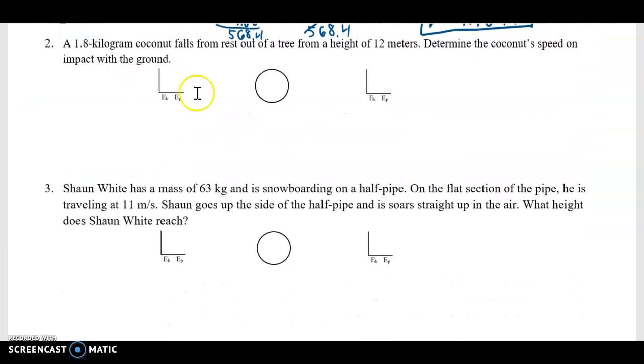And when I solve out this next problem, we're going to do something very similar. We have a 1.8 kilogram coconut falls from rest out of a tree from a height of 12 meters. Determine the coconut's speed on impact with the ground. When we're thinking through this problem, we want to think of things in terms of before and after, like what we did before.